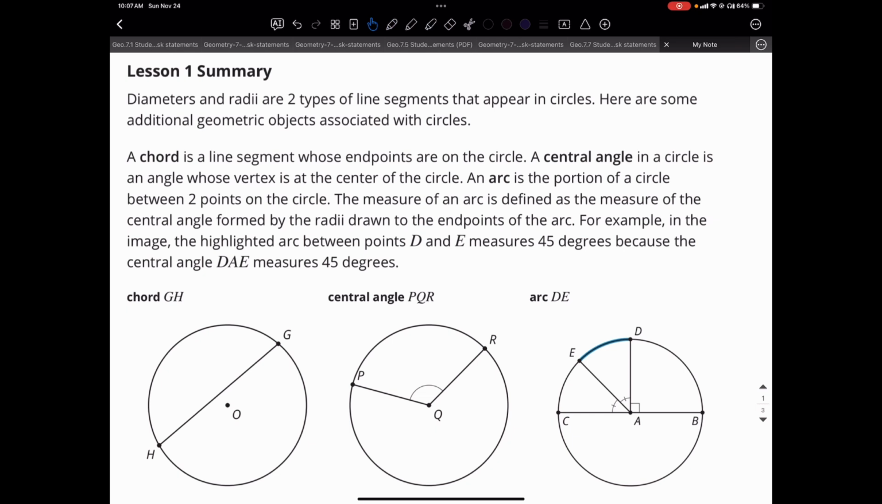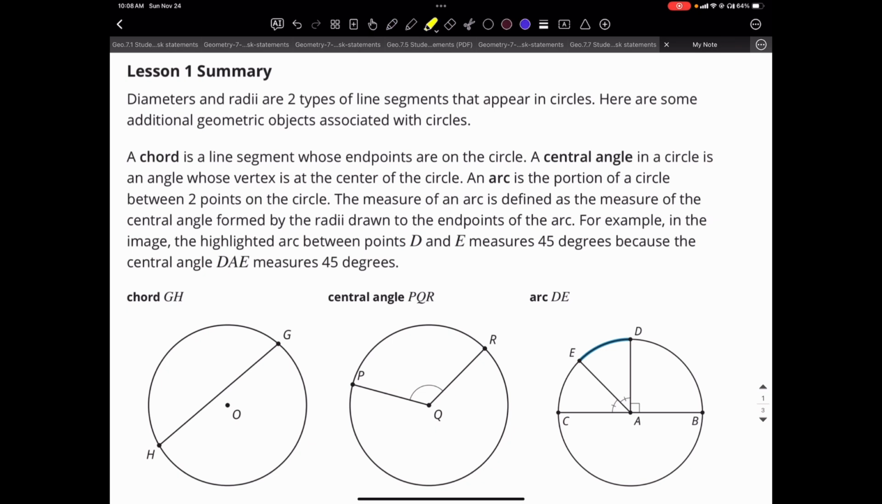So lesson one, I'm just going to go over the lesson summaries from each lesson, and then I'll give a couple of examples. So lesson one introduces diameters and chords, central angles, and arcs. So diameters and radii are two types of line segments that appear in circles. Here are some additional geometric objects associated with circles.